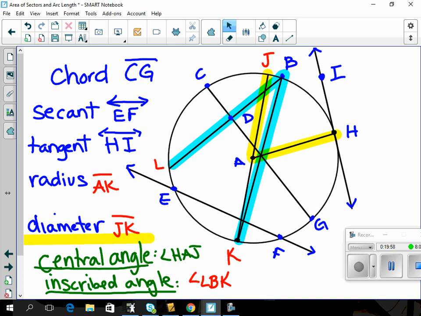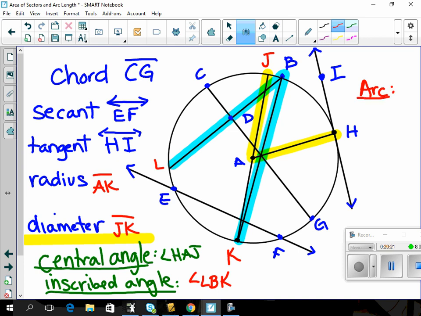What we are going to look at is parts inside the circle that are formed by what are called sectors, and also arcs and arc lengths. And that's what we're going to spend the rest of class talking about. So we probably need to talk about what an arc and a sector is. Okay? Let's start with an arc.